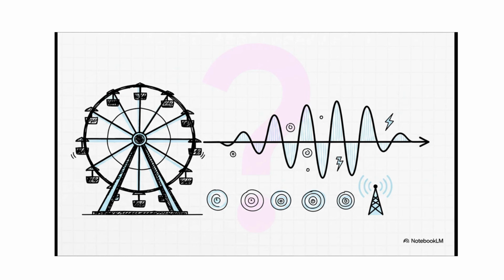Seriously, how does a Ferris wheel relate to a sound wave? It feels like a total stretch. I mean, a giant metal ride at a carnival, explaining something invisible like sound or light. But the connection? It's actually super simple.